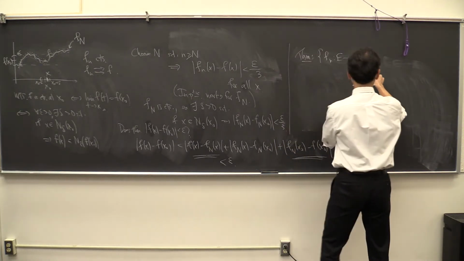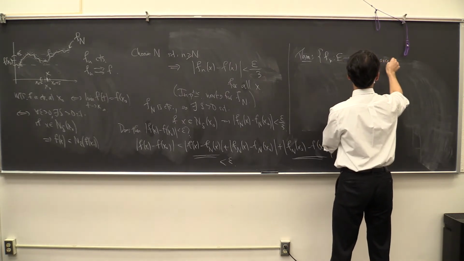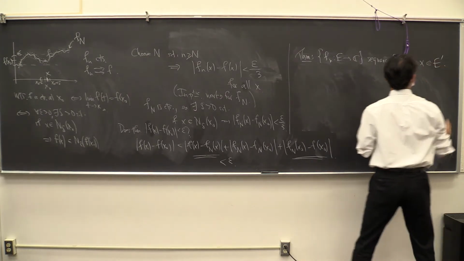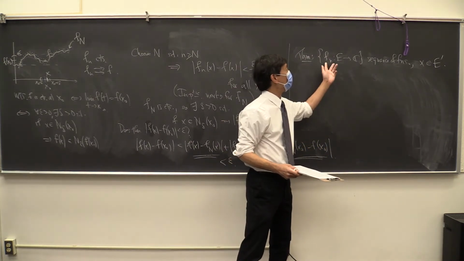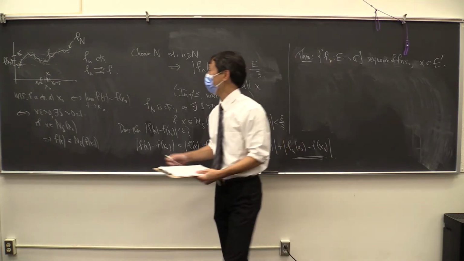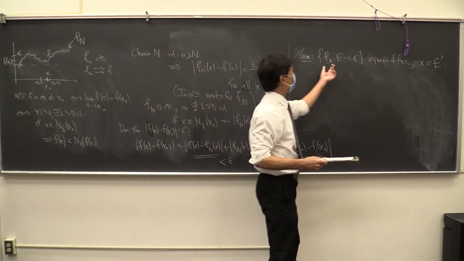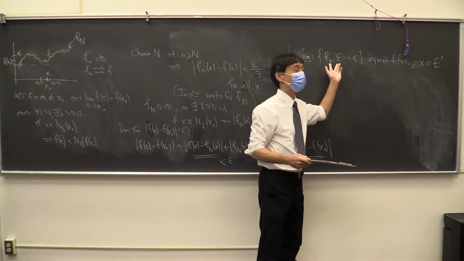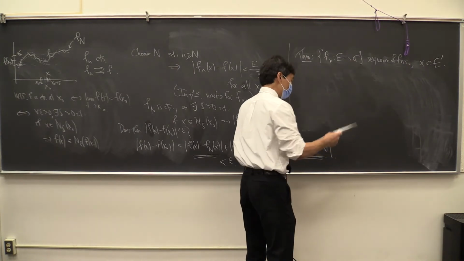a sequence of functions, and you have some limit point x of E. Okay, so the difference is that we're not saying that the functions are defined at x. Over here, everything was defined at x, but over here, our functions are defined on E, and x is in E prime. So we don't have values at x. Okay, but we can still prove something similar.